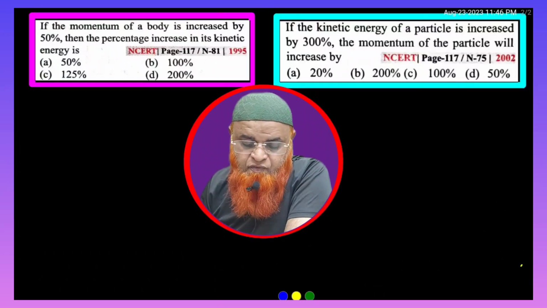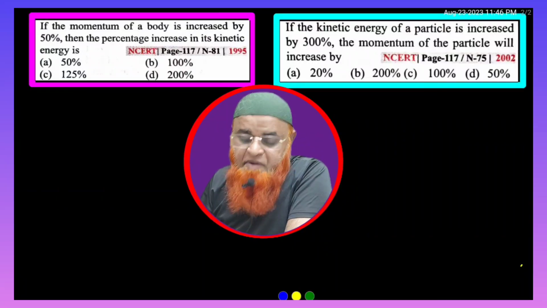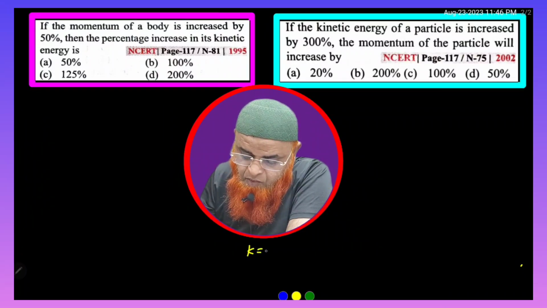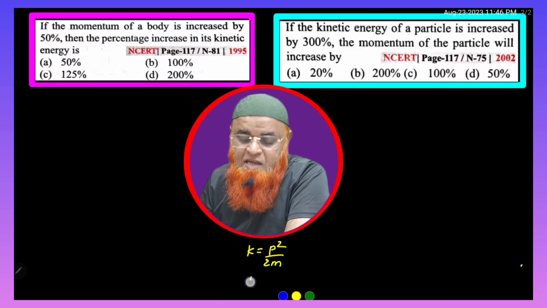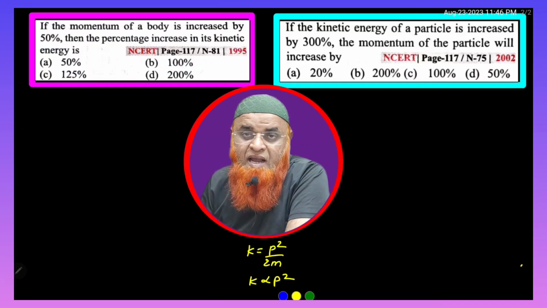My dear friends, how can you find this problem logically? These two problems are similar type here. So first of all, let me discuss what is the relation between kinetic energy and momentum. We all know that kinetic energy is going to be p square by 2m. So with this it is understood that kinetic energy is directly proportional to p square.